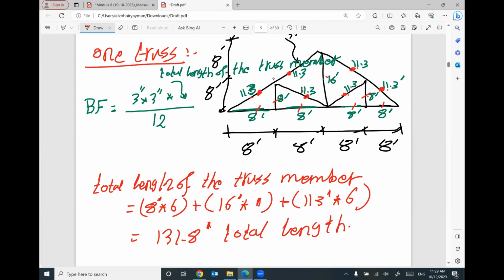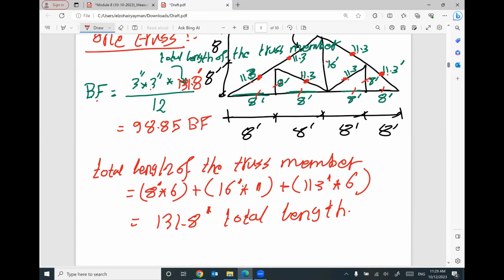So the board foot for one truss will be 3 by 3. This is the cross section for one piece, times the total length, which is 131.8 feet, divided by 12. So the board foot will be 3 by 3 divided by 12. I got 98.85 board foot. This is only for one truss.